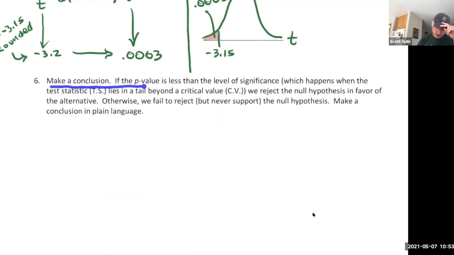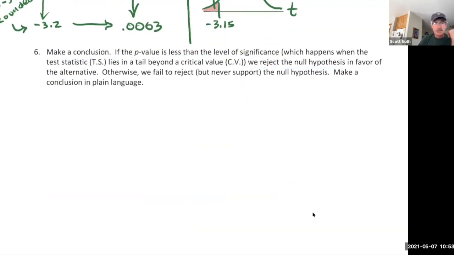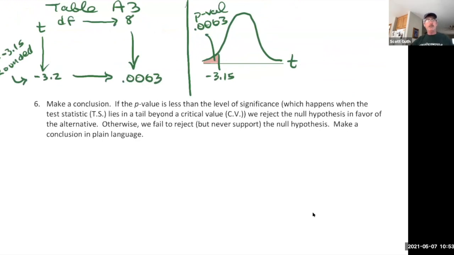Make a conclusion. If the p-value is less than the level of significance, we reject the null hypothesis in favor of the alternative. That paragraph is copied and pasted throughout the rest of the semester because there's one rule. By the way, before I go there, I'll go ahead and write this and I'll double check afterwards.